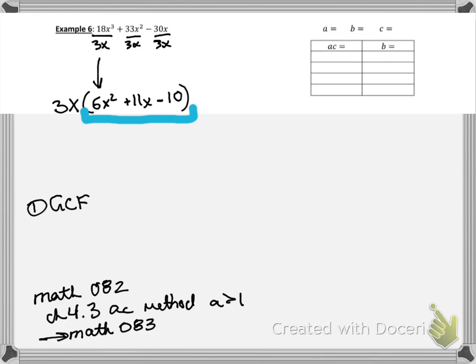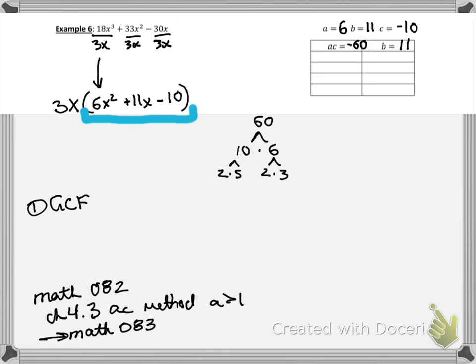Okay, well, let's go through and identify A, B, and C. So first we have a 6, and then we have 11, and then we have negative 10. So that means that AC is negative 60, and B is 11. So let's think about some of the numbers that go into 60. And anytime that you have this sort of problem, you can go through and create a prime factorization tree if you're having difficulty coming up with new factors. Okay, that can help you.